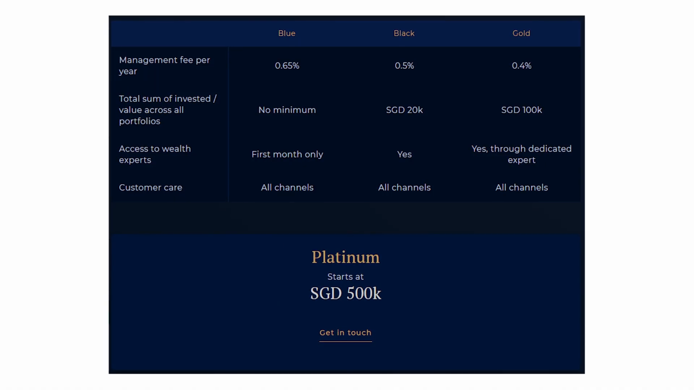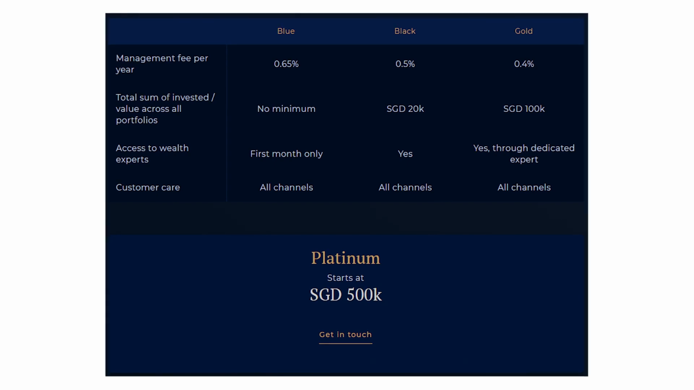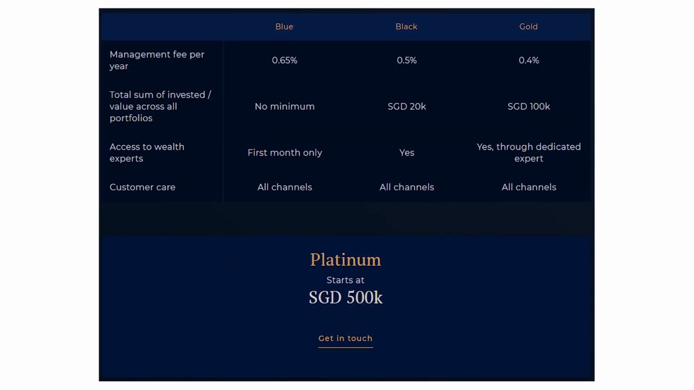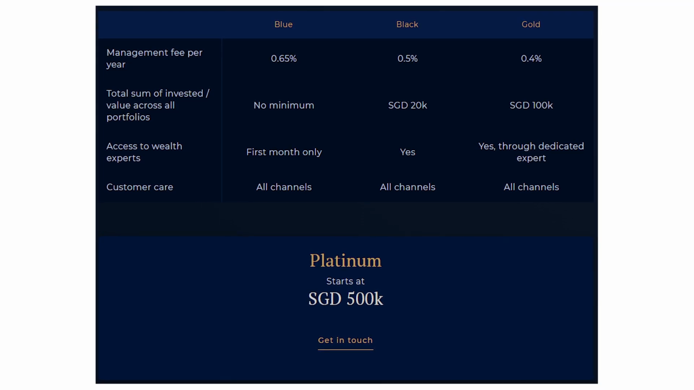They have again 3 tiers: blue, black and gold. You realize that the smallest tier is blue, no minimums. Blue, 0.65%. Black, which is anything above 20,000, is 0.5%.